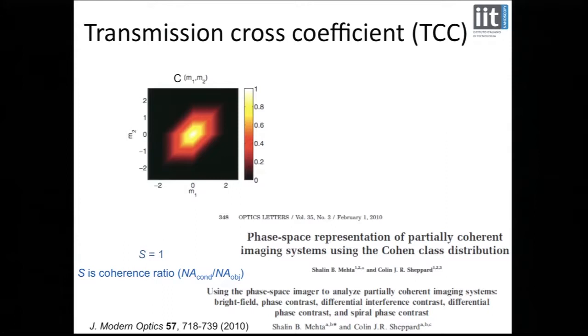If you calculate it for this particular case, where the condenser aperture is the same as the objective aperture, this is what it looks like. Here M1 and M2 are what I called M and P before. You see the cutoff is this funny hexagonal shape. I had a student, Shalin Mehta, who did quite a lot of work on trying to model these things.